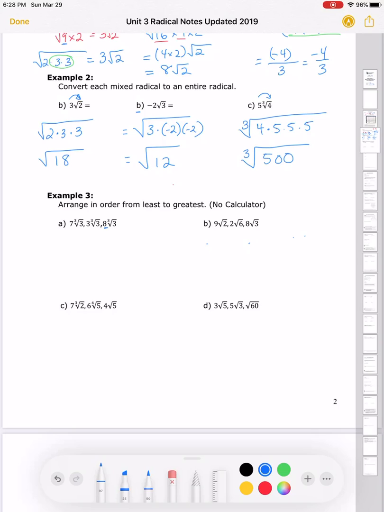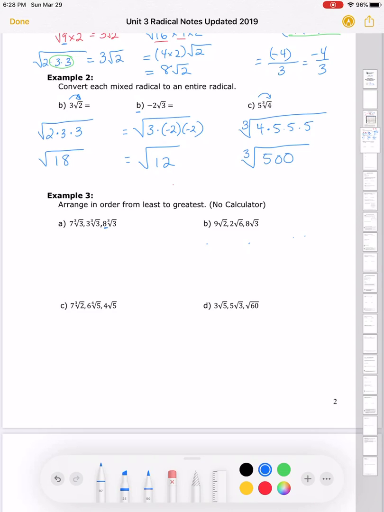Because it's not easy for us to wrap our brain around a value for what that square root is when it can't be simplified. So what we have to do is either have exactly the same value under the radical, like we do in the first one, or change them all to entire radicals and compare that way.